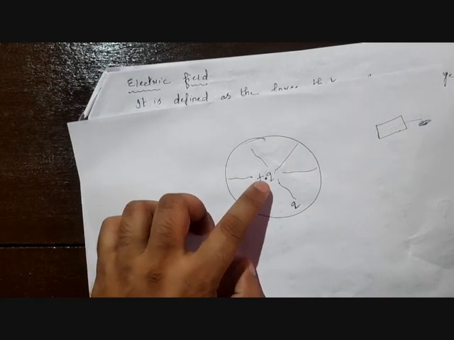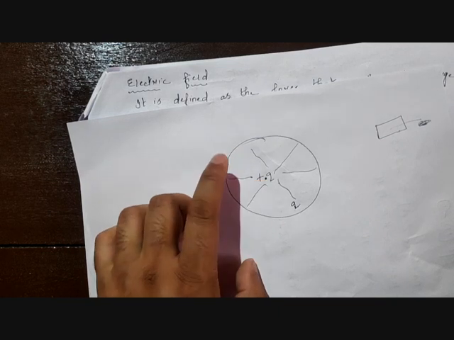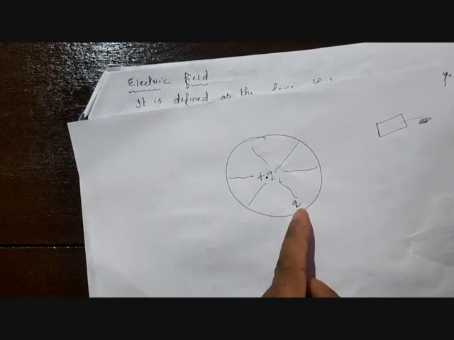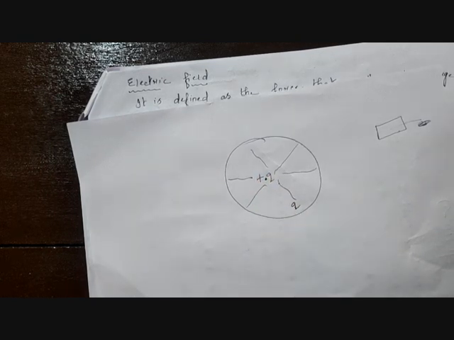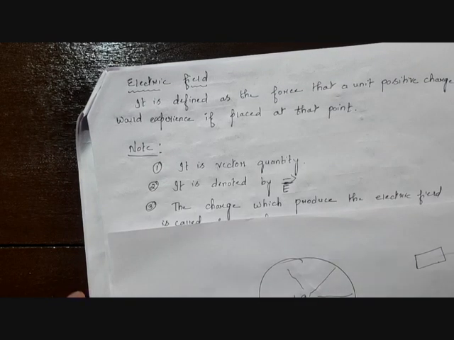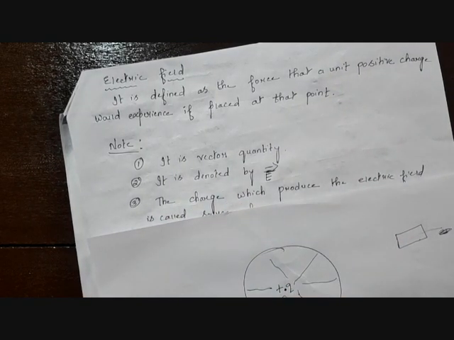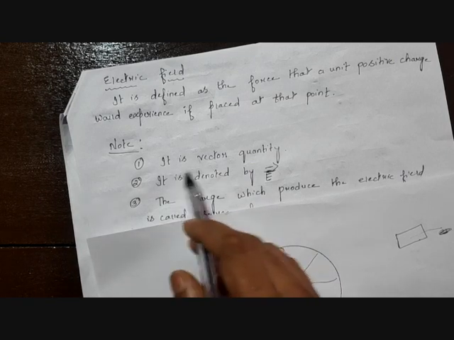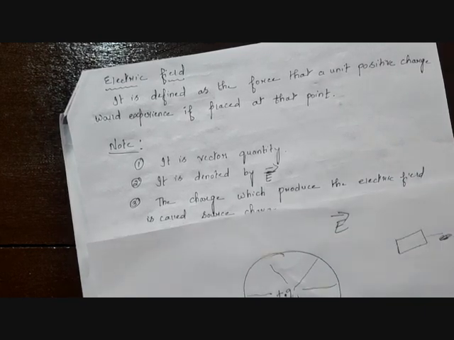So what is electric field? When one charge is there in the center, and you bring one other charge near it, that other charge will also experience some force. Is it clear? Also remember one thing: electric field is a vector quantity. Vector quantity means, I hope you know, it has direction, and it is denoted by E vector.